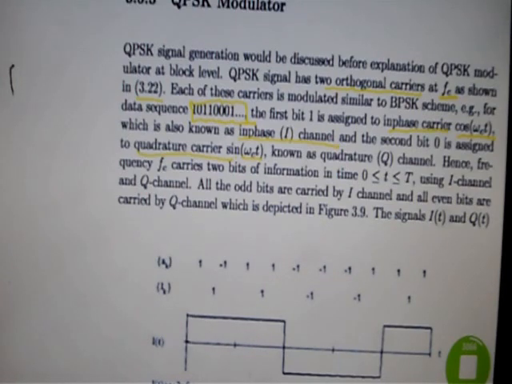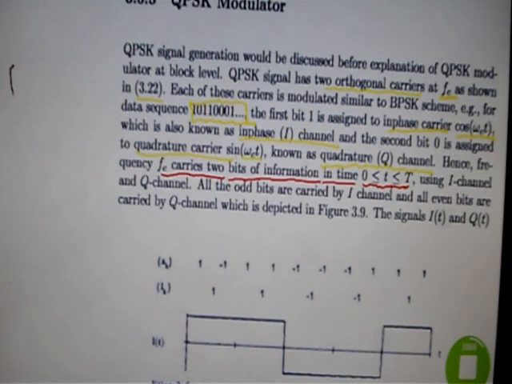So the second bit 0 is assigned to quadrature carrier, which is also known as the Q channel. Hence, frequency FC carries 2 bits of information. Very important to note this: in BPSK, our frequency FC was carrying just 1 bit in the time interval 0 to T. But now here the frequency FC carries 2 bits of information in the time interval 0 to T.